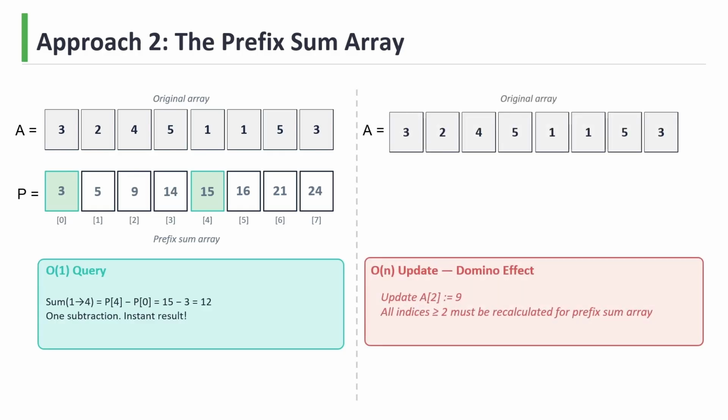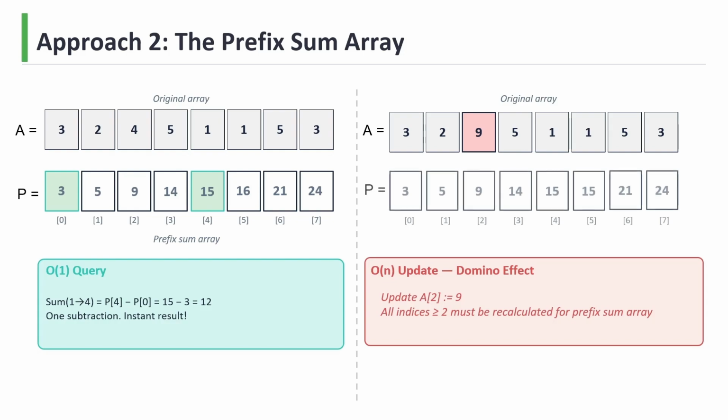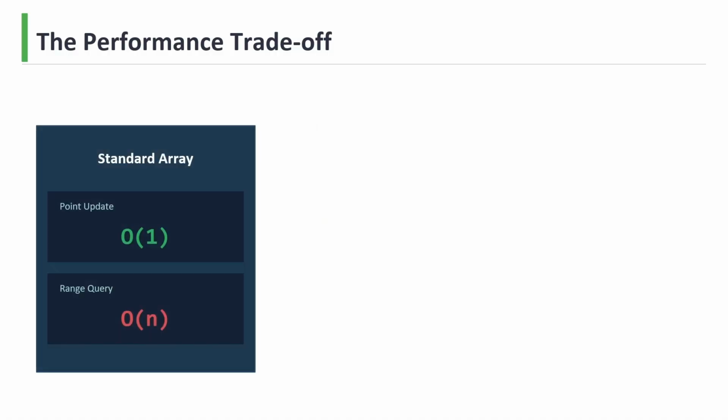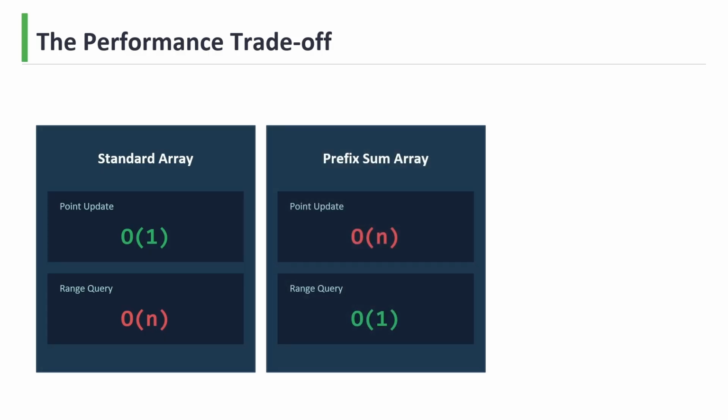A point update now requires O(n) time due to a domino effect. If we update the original array at index 2 to a value of 9, all indices greater than or equal to 2 must be recalculated in the prefix sum array. This brings us to the ultimate performance trade-off. A standard array gives us O(1) updates but O(n) queries. A prefix sum array gives us O(n) updates but O(1) queries.